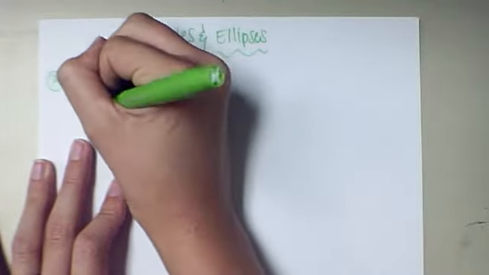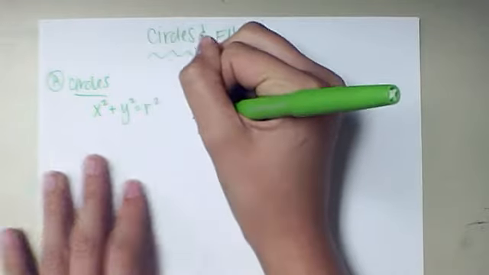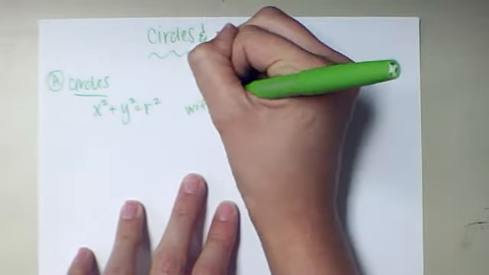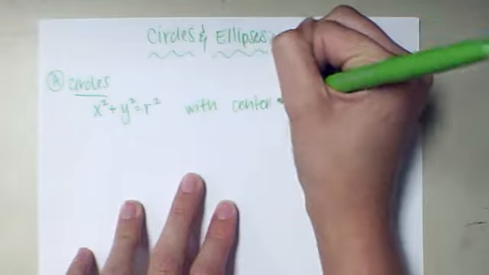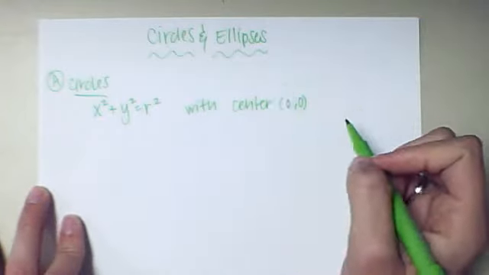and that is that the general formula is x squared plus y squared equals r squared, with center 0, 0. And r, of course, is the radius.